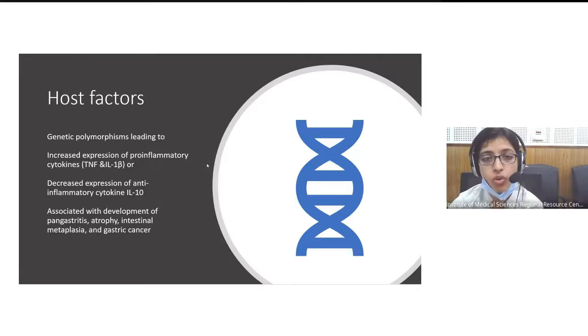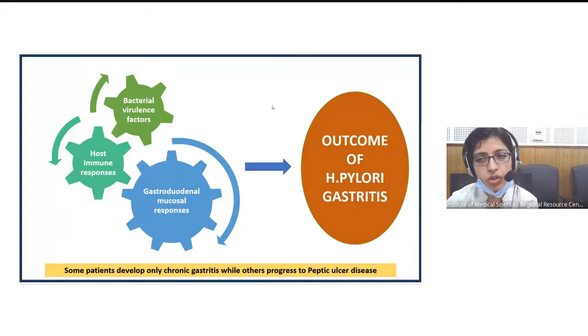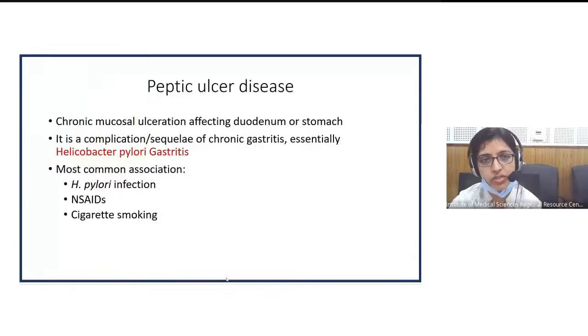So this is how we can explain why not all patients who are infected with Helicobacter pylori end up getting the disease chronic gastritis. So host factors are also involved. Okay. So basically the outcome of Helicobacter pylori gastritis is determined by a very close interplay between these three factors: the gastroduodenal mucosal responses, host immune responses, and bacterial virulence factors. Some patients develop only chronic gastritis while others will progress to peptic ulcer disease. Okay, so this is an interplay between these different factors.